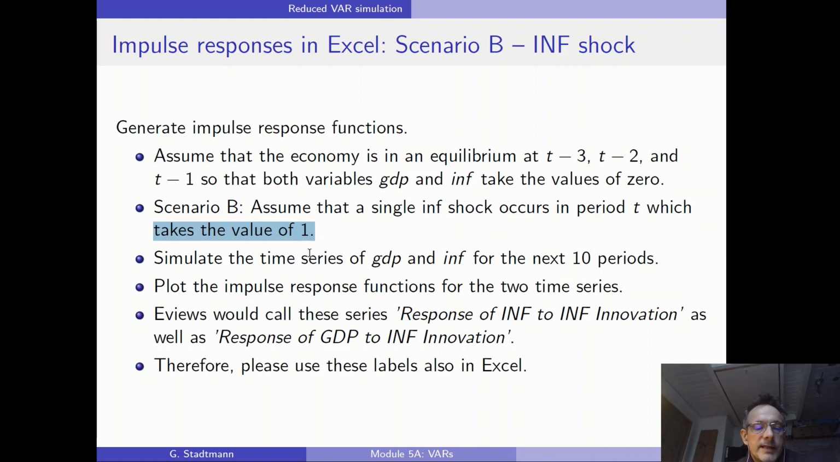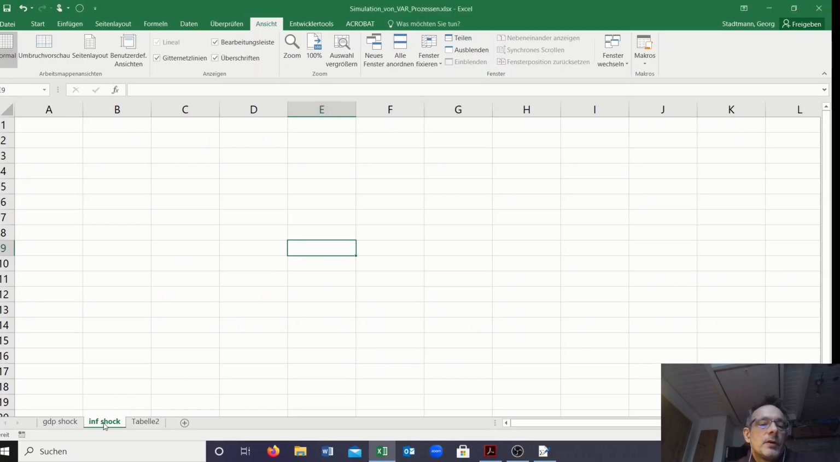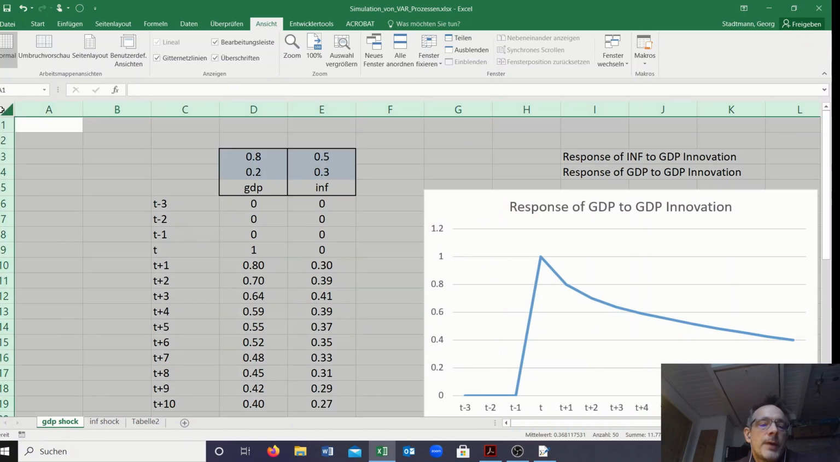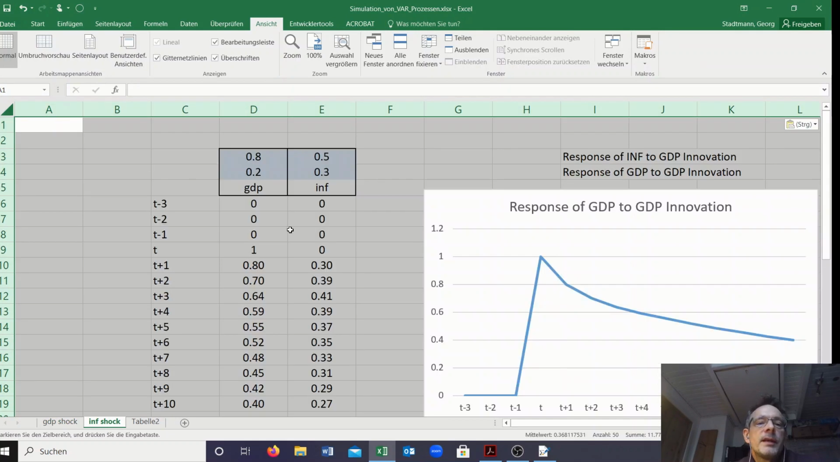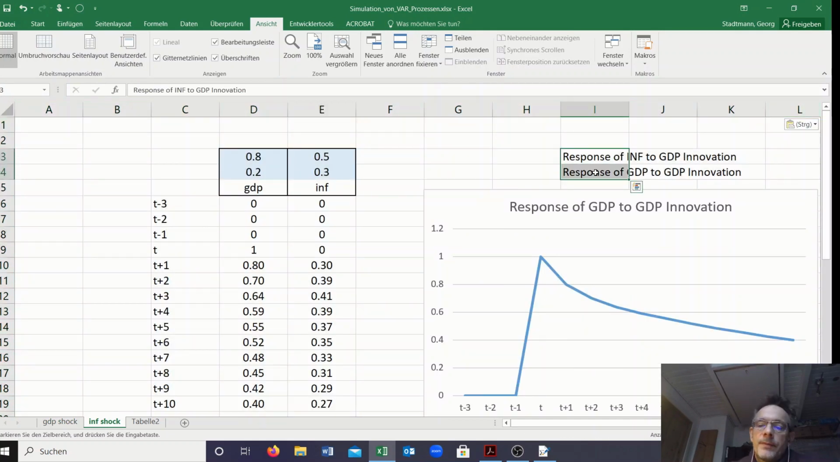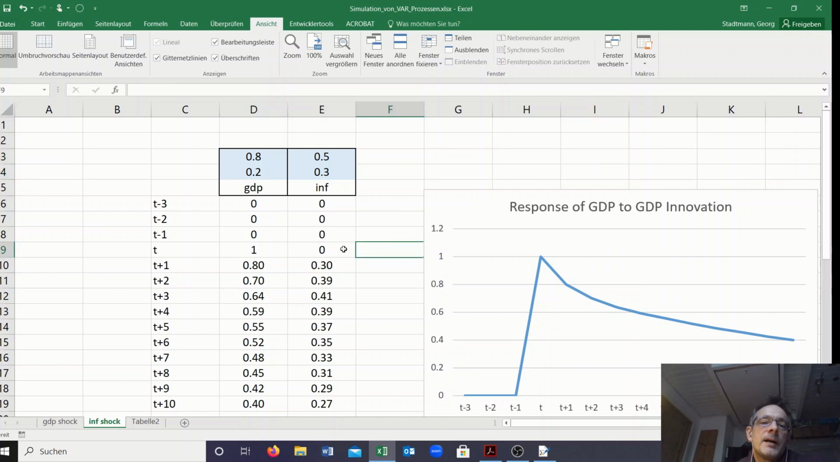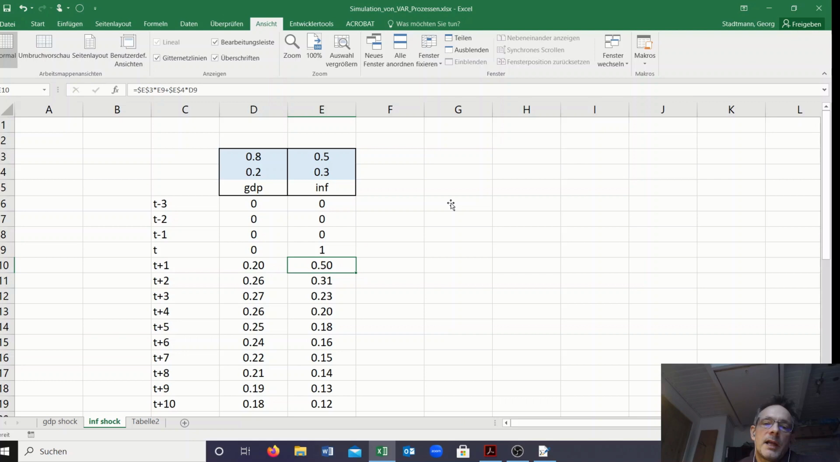I'll switch to Excel in order to simulate this process. In a first step, I copy-paste scenario A to a new worksheet. And then I'm just exchanging the shocks. So I'm assuming that there is no GDP shock at all, but that there is an inflation shock. And now once more, I will graph the time series.